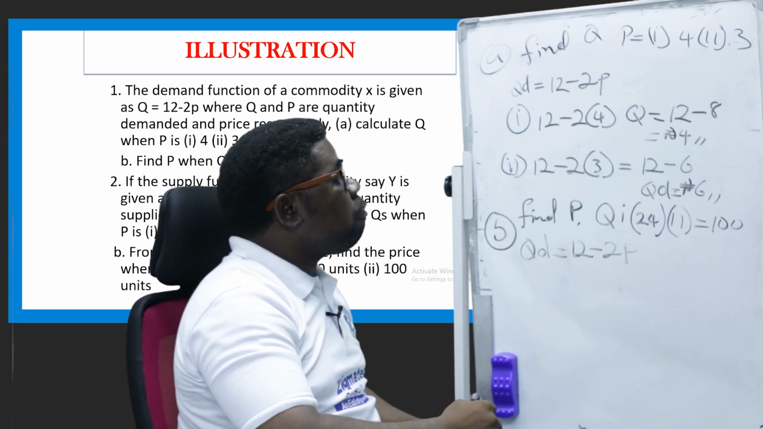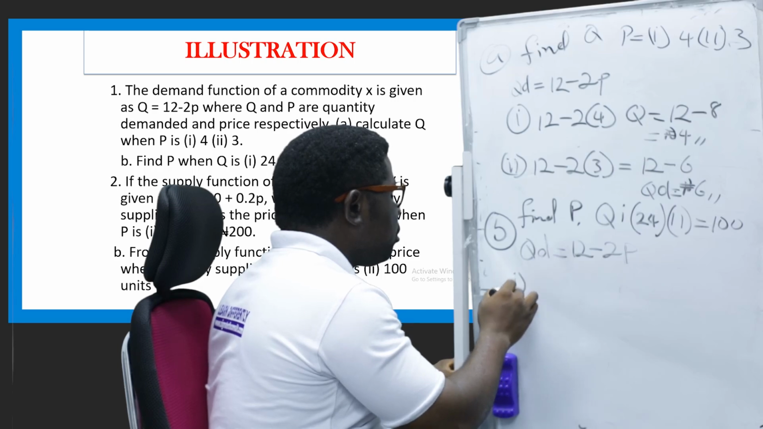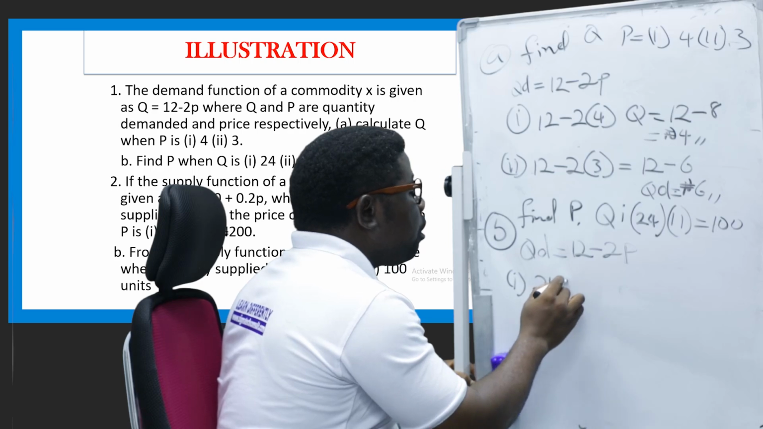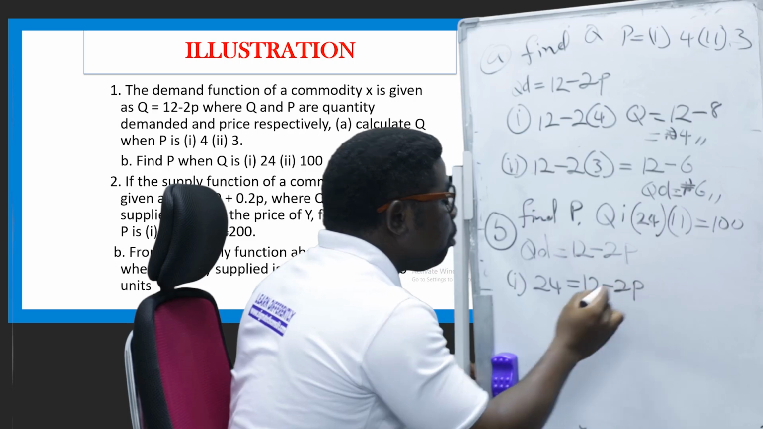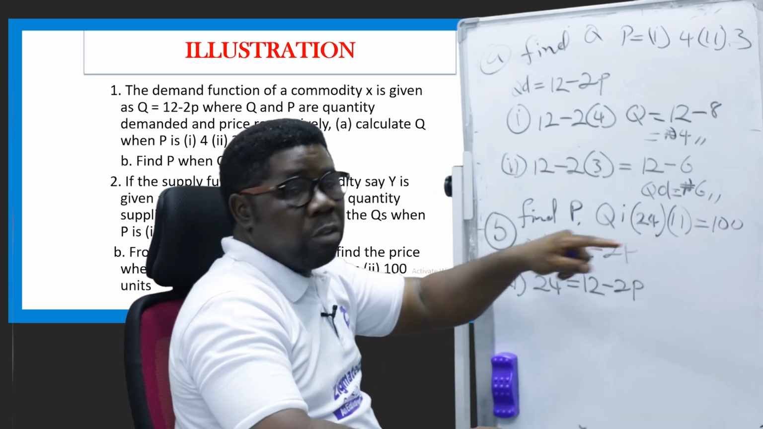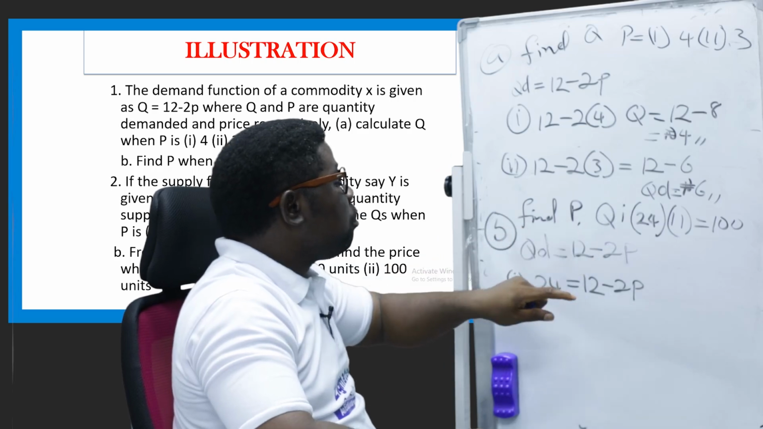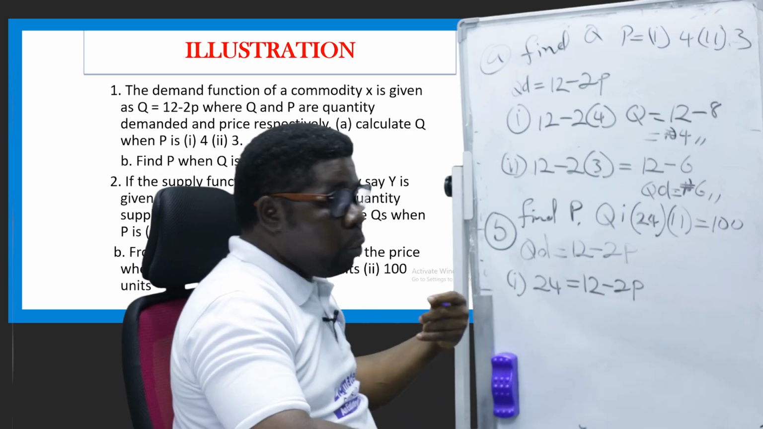So what do you do? Substitute your values into it. So what we have for I, all right, is 24 equals 12 minus 2P, because we're talking about quantity supplied. So we're finding P when Q is given. So our Q here is 24. Just substitute the value into your equation, you'll get your answer.